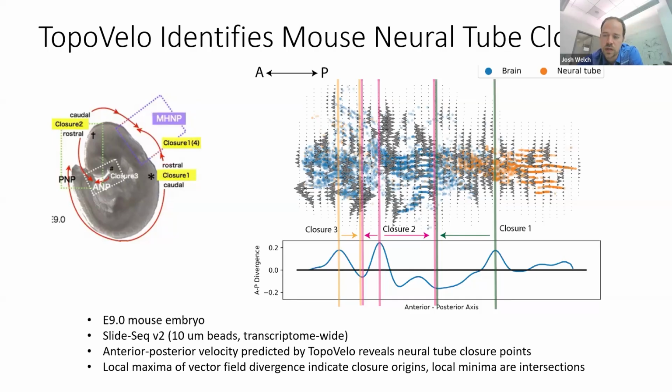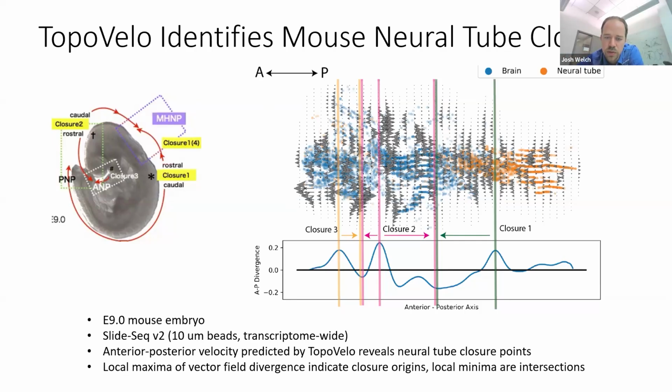So we took basically a top view of the unrolled embryo. This is looking down on the top of the embryo, and the anterior to posterior axis is left to right. Then we calculated the velocity vector component along the anterior to posterior axis, which is the arrows shown here. And then we calculated the divergence of this 1D vector field along the anterior to posterior axis. What we found is that there are local minima and local maxima in this divergence that actually correspond to where the closures are known to initiate and then intersect.